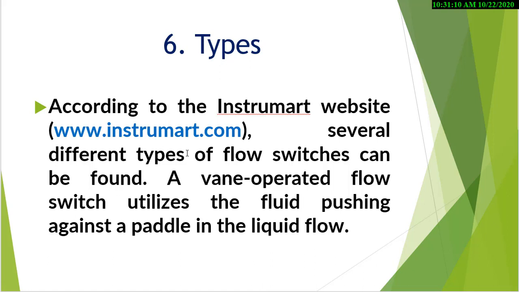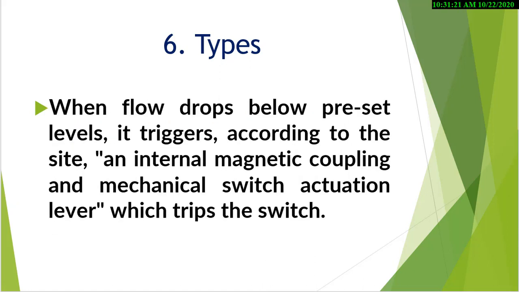A vane operated flow switch utilizes the flow pushing against a paddle in the low liquid flow, which is the regular type, this one. When flow drops below preset levels, it triggers, according to the site. An internal magnetic coupling and mechanical switch actuation lever trips the switch.